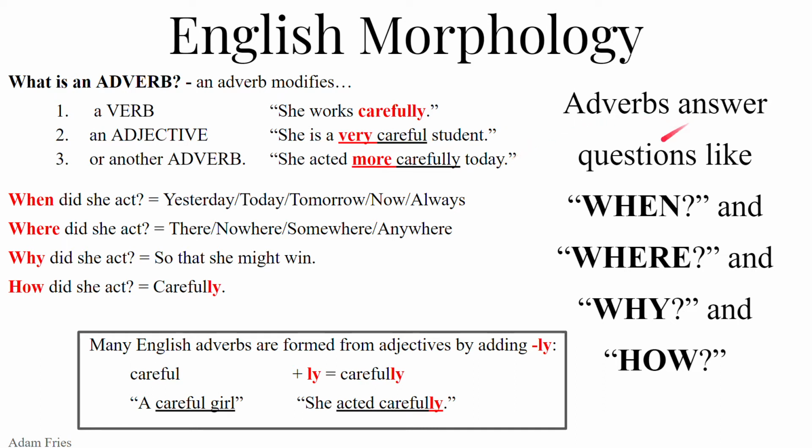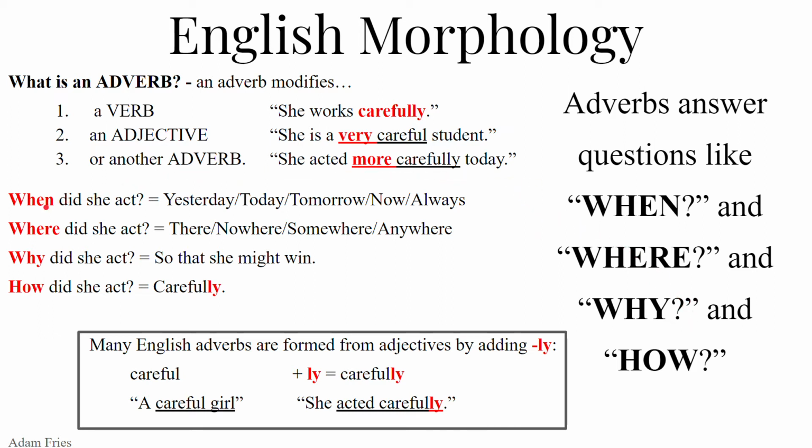Adverbs answer questions like when things happen, where things happen, why things happen, and how things happen. Notice the happen, that's a verb. All those things have to do with verbs, which is why adverbs are called, wait for it, adverbs. They go with verbs. They answer questions that go with verbs. When, where, why, and how.